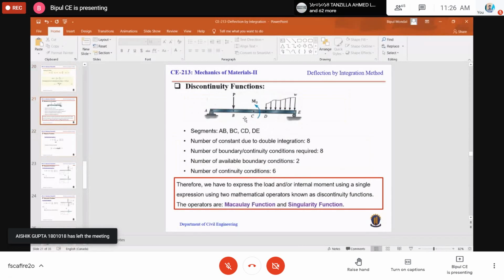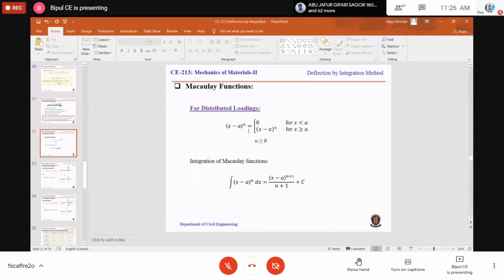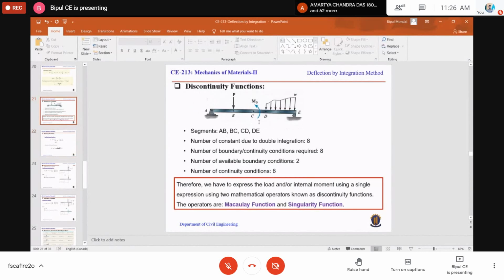So look here. If we cut the beam here, between B and C, then x will be from A to anywhere in BC. The value of x will be up to this point, but the value of a is from A to D. So x minus a will be negative. So that means there is no distributed loading, right? So here x minus a is negative, so that means 0. So it means that there is no distributed loading. Is it clear?